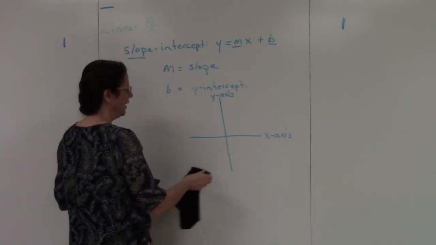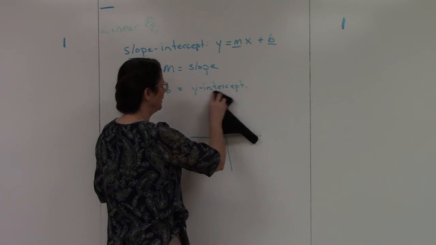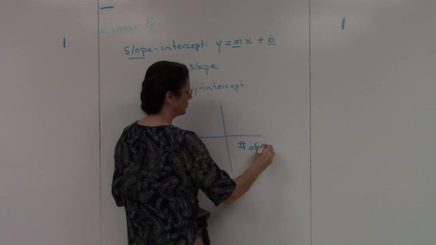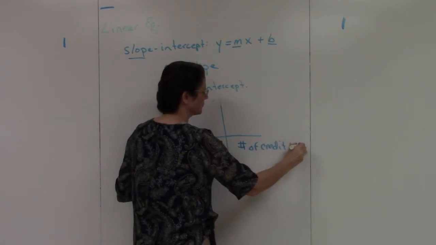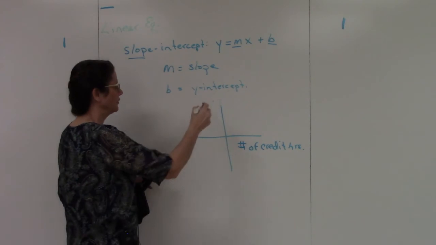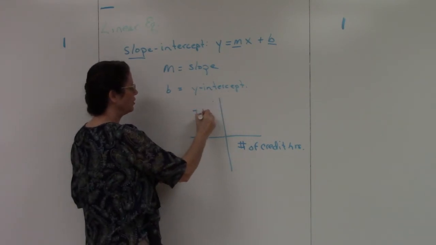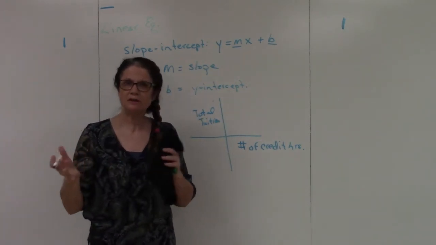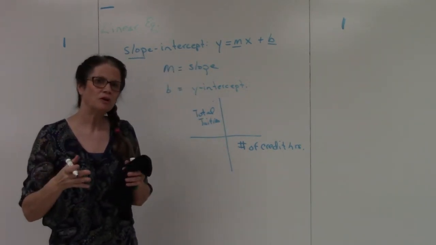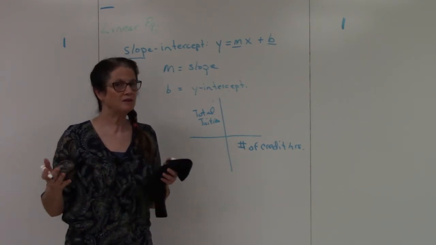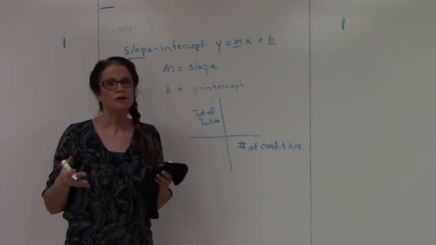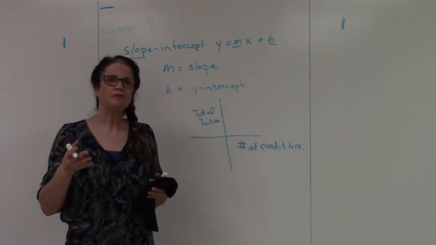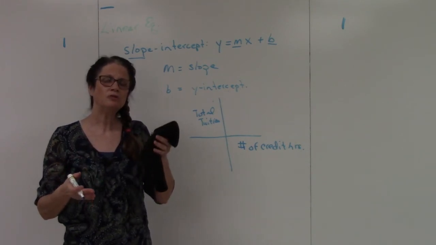If my x-axis was number of credit hours, okay, so how many hours you're taking. The y-axis is going to be the total cost or total tuition. Well, there's a relationship between the two values. The more credit hours you take, what do you think is going to happen to your tuition? Well, it's going to go up. So as the credit hours increases, so does the tuition. If you reduce the credit hours, your tuition's going to reduce.